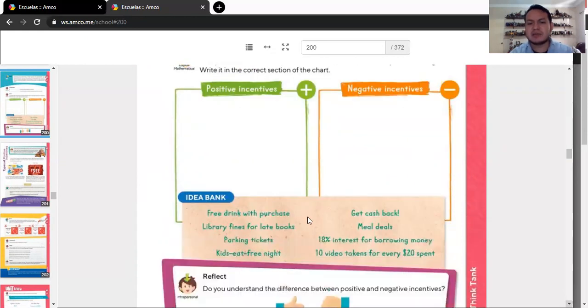Then in here, this last part is quite easy. You have here an idea bank and you have to put these ideas where they belong. Are they positive incentives? Are they negative incentives? It's up to you. For example, free drink with purchase. They give you a free drink when you buy something. Is it negative or positive? Positive.